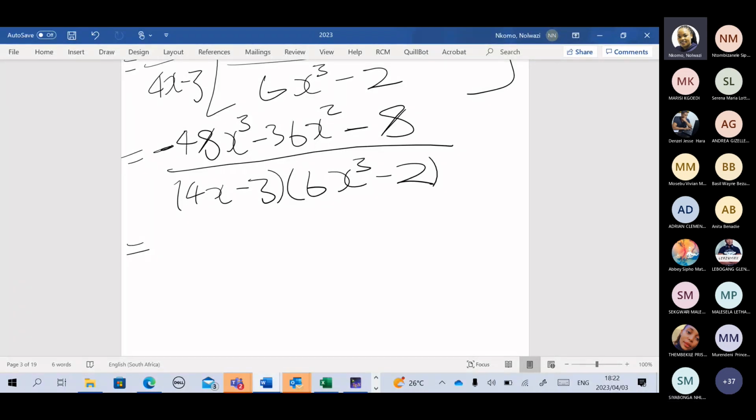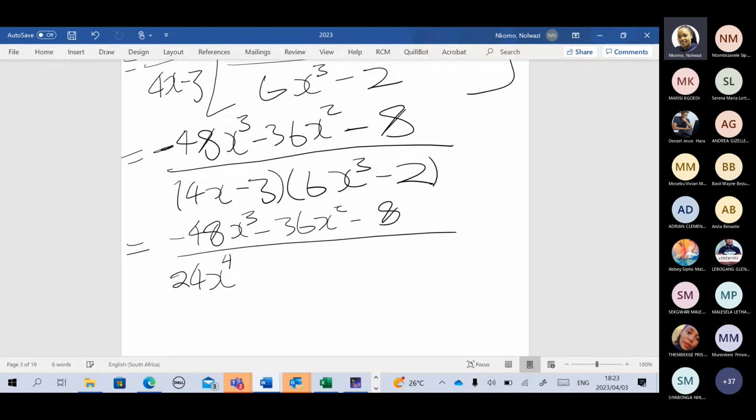48x cubed minus 36x squared minus 8 over, we have 4 times 6, it's 24. So we have 24x to the power 4, and we have 4 times 2 minus 8x. We have 3 times 6 minus 18x cubed plus 6.